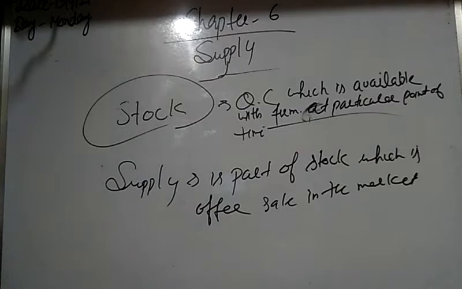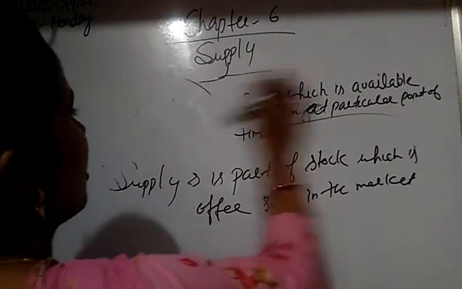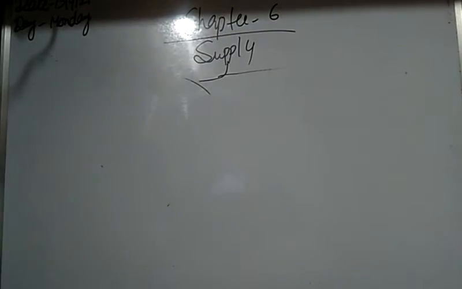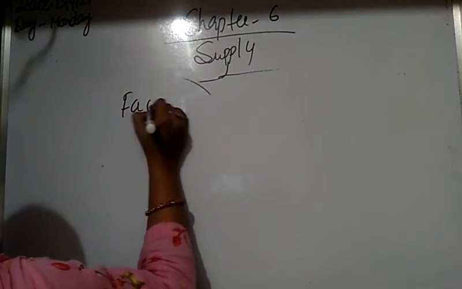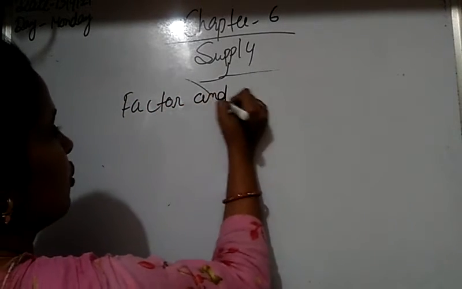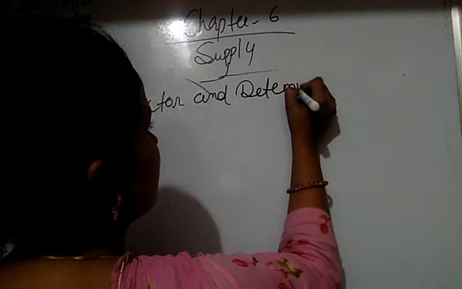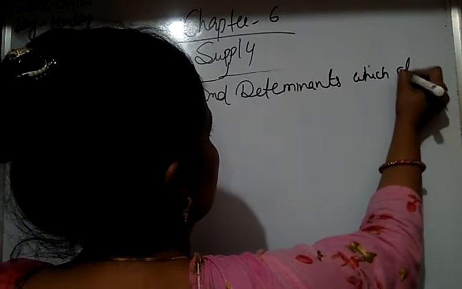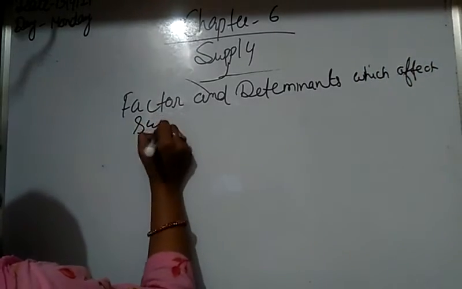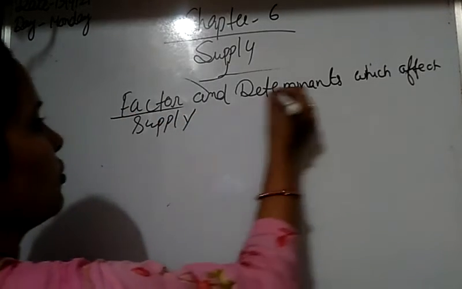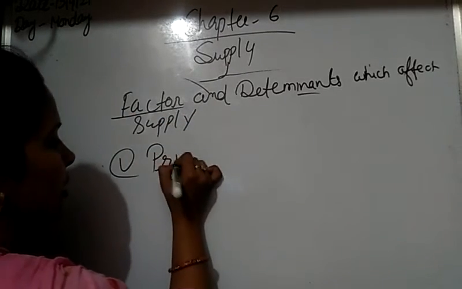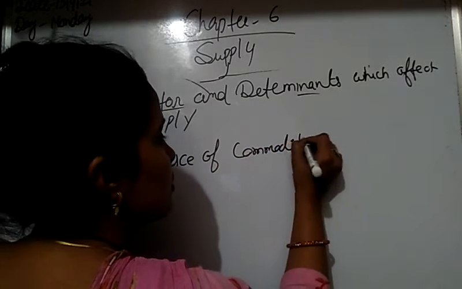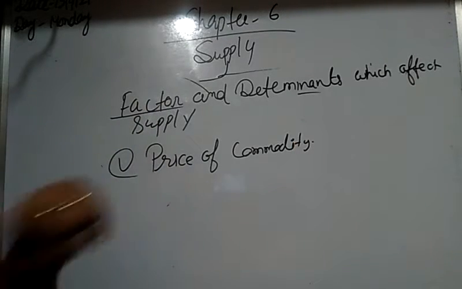What are the determinants or factors which affect the supply of a commodity? Which factors affect the supply of a commodity? These factors, which we also call determinants, affect supply. First is the price of a commodity. Price of a commodity also affects the supply of a commodity.